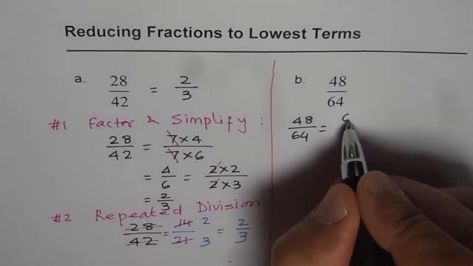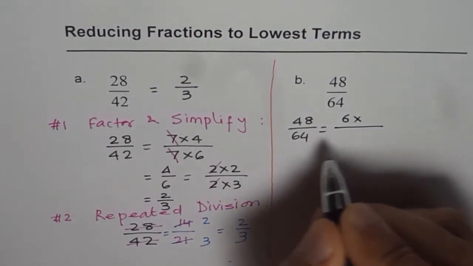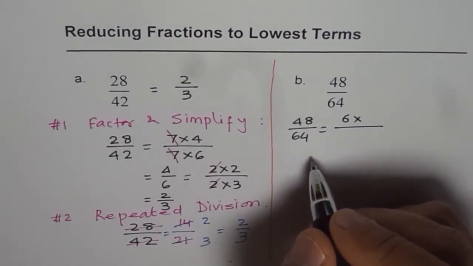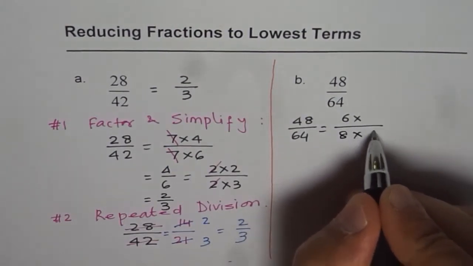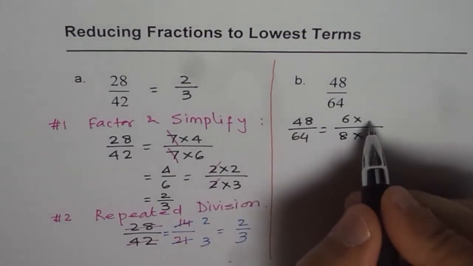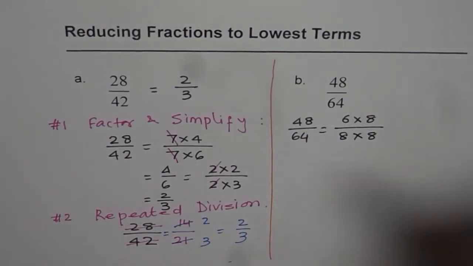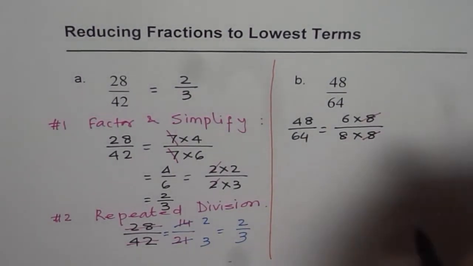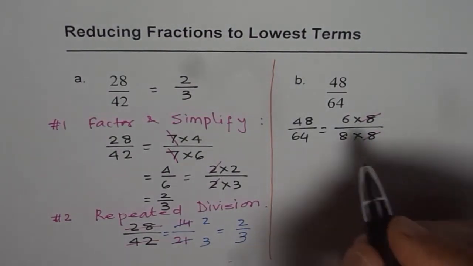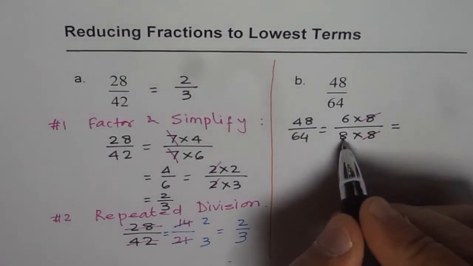48 is 6 times what? And 64 is 8 times 8, okay. 8 times 8, right. 6 times 8 is 48, okay, that's fine. Now, 8 and 8 are common, so we can cancel them out. So what are we left with? We are left with 6 over 8.